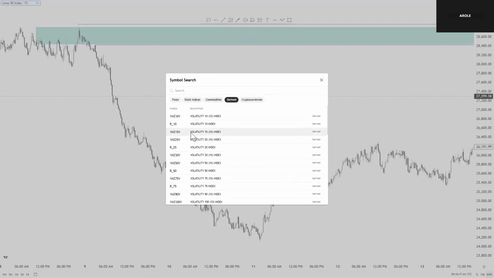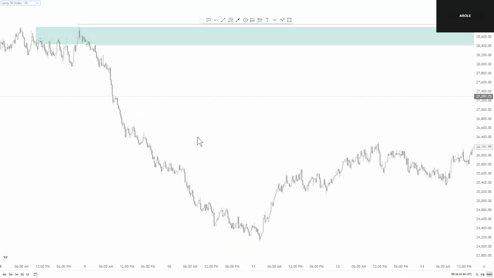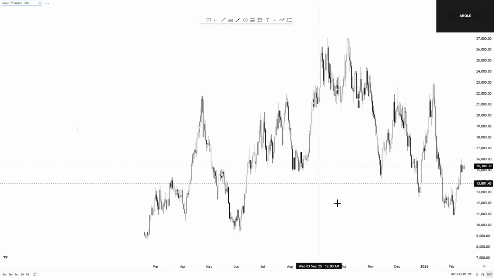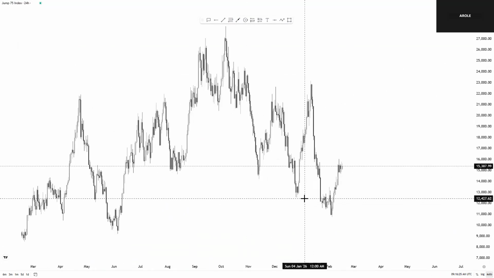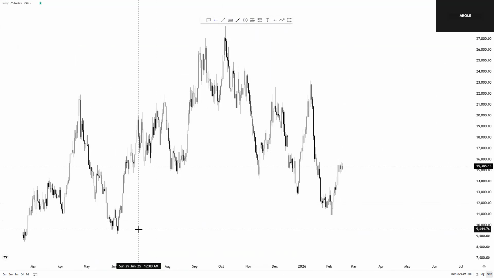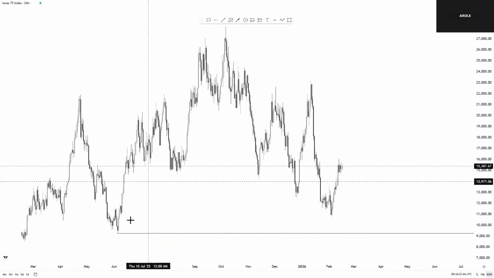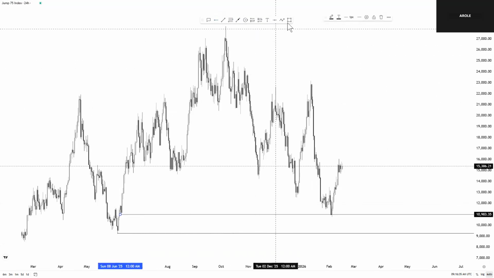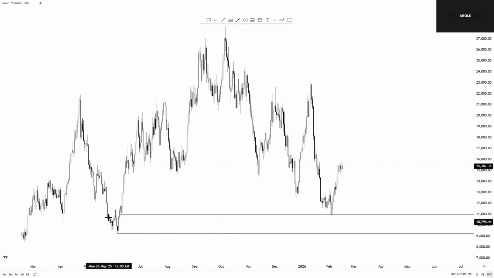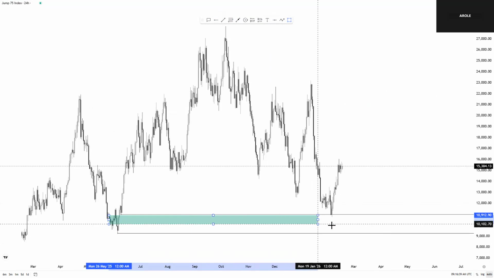So the next one we have here is J75. So what did I have on J75? J75 is bearish, but right now, this is what I have on J75. J75 has tapped into a buy POI, and currently J75 is bullish.